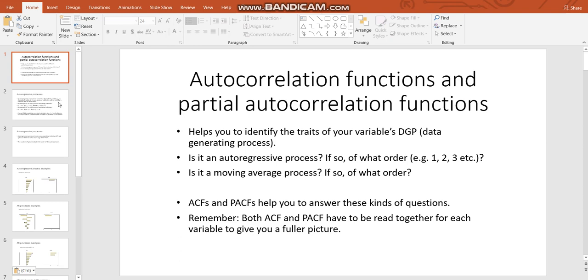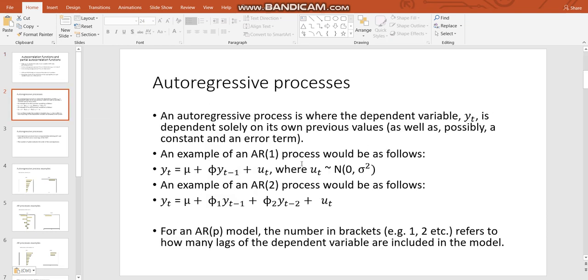So just moving quickly on then, we're going to start with autoregressive processes. Now, what is an autoregressive process? Well, an autoregressive process is really just when the dependent variable, which we can denote as yt, is dependent solely on its own previous values, as well as possibly a constant as well as an error term. So I've just got an example here of an AR1 process, which is yt equals mu plus phi yt minus 1 plus ut. An AR2 process is the same, but in addition, it's also got yt minus 2.